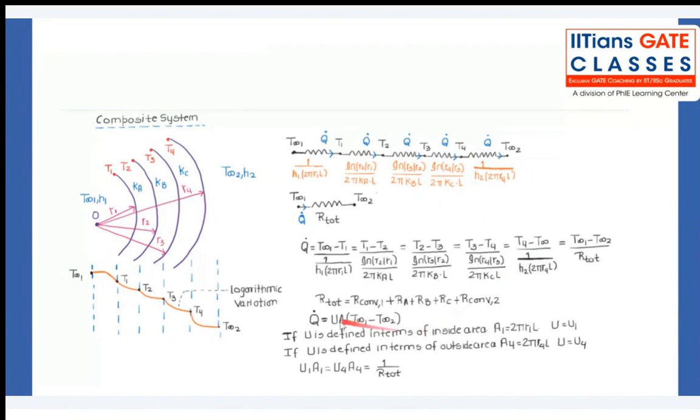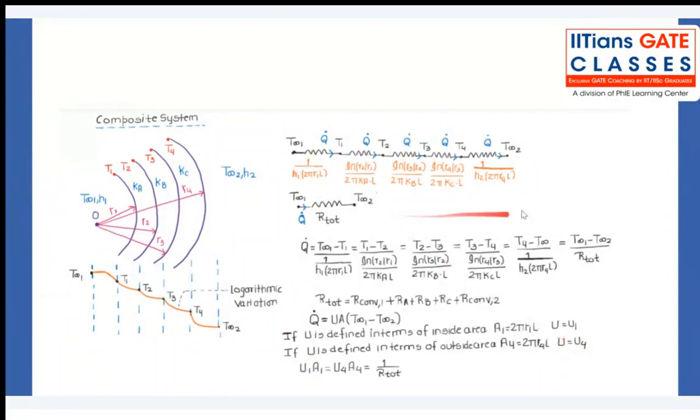Let us say somebody defines the overall heat transfer as Q dot equal to UA (T infinity 1 minus T infinity 2). In this case, he can take either the inner or the outer area, so he can define two overall heat transfer coefficients: one based on the inside area, the other based on the outside area. This is not that important.